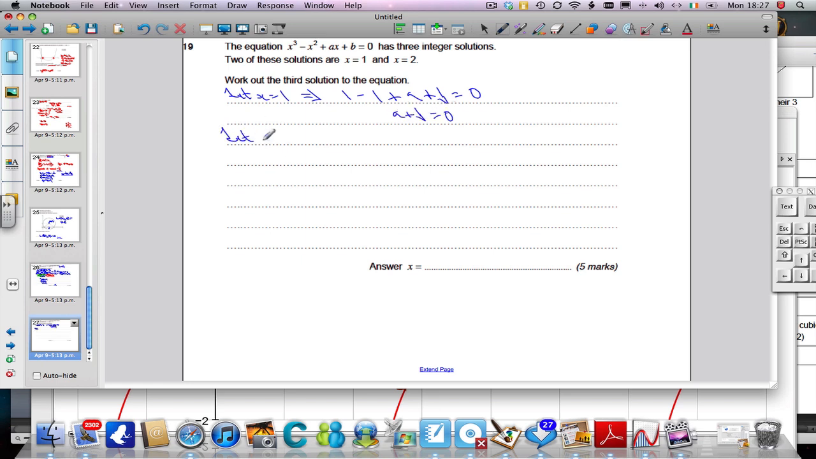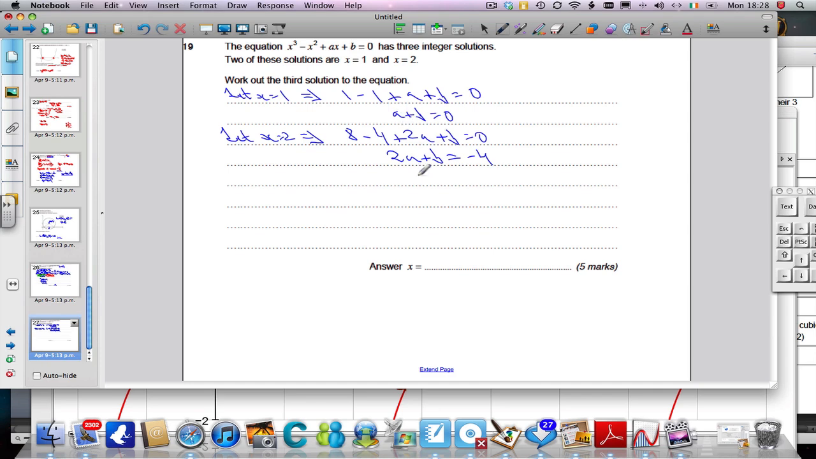I'm also going to let x equal 2 and see what happens. We get 2 cubed is 8 minus 2 squared, which will be 8 minus 4 plus 2a plus b must be equal to 0. So tidying this bit up, we get 2a plus b equals minus 4. So a plus b is 0, and 2a plus b is minus 4.